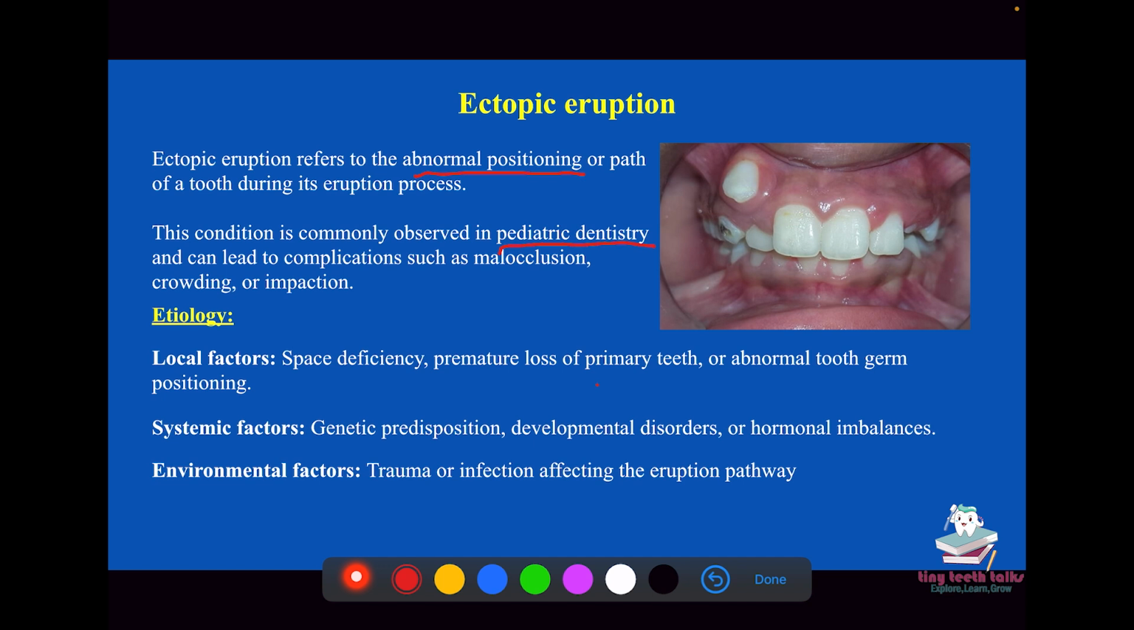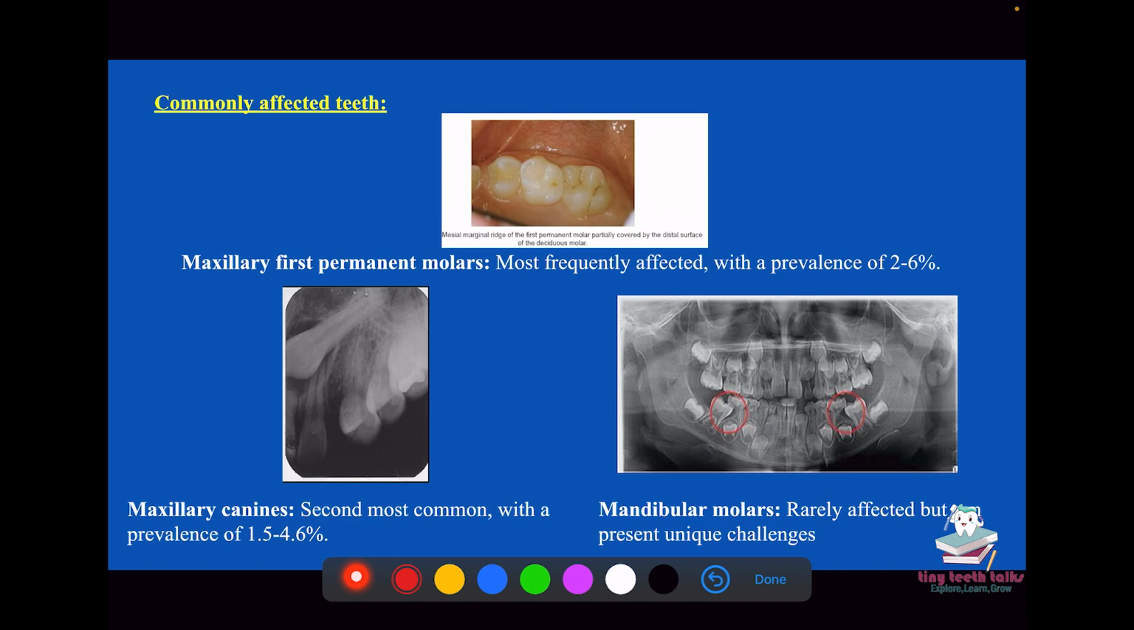Etiology. Local factors: space deficiency, premature loss of the primary teeth or abnormal tooth germ positioning. Systemic factors: genetic predisposition, developmental disorders or hormonal imbalances. Environmental factors: trauma or infection affecting the eruption pathway. Commonly affected teeth: maxillary first permanent molars are most frequently affected, with a prevalence of 2 to 6%. Maxillary canines are second most common, with a prevalence of 1.5 to 4.6%. Mandibular molars are rarely affected but can present unique challenges.